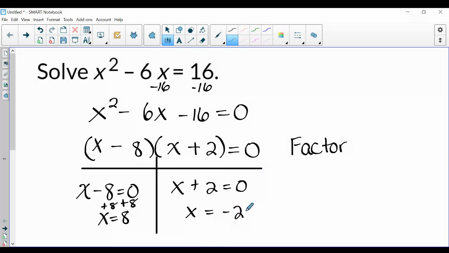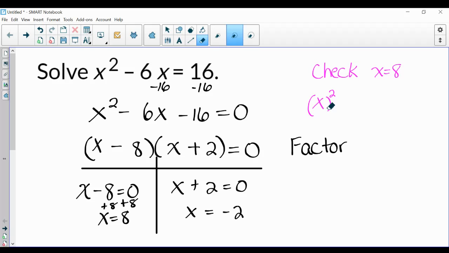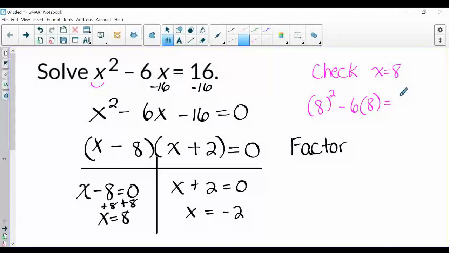To check if these values are correct, we're going to plug each one into the original equation. So first, let's check x equals 8. When we substitute, we're going to use parentheses. So we're taking our x out of here, substituting with 8 like this. Minus 6 times 8 equals 16.